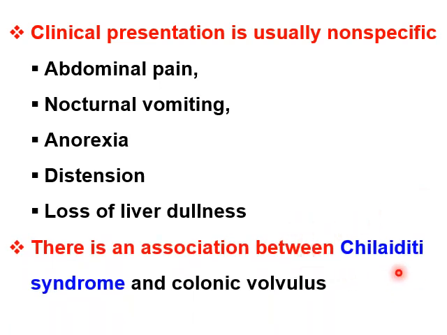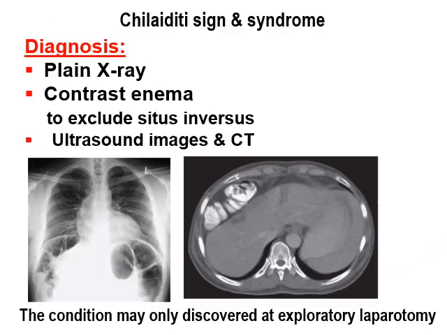Sometimes the colon may be interposed between the liver and diaphragm, leading to what's called Chilaiditi sign. Here we can see the colonic gas between the upper surface of the liver and the diaphragm. In this contrast study, you can see the colon also between the chest wall and the liver.